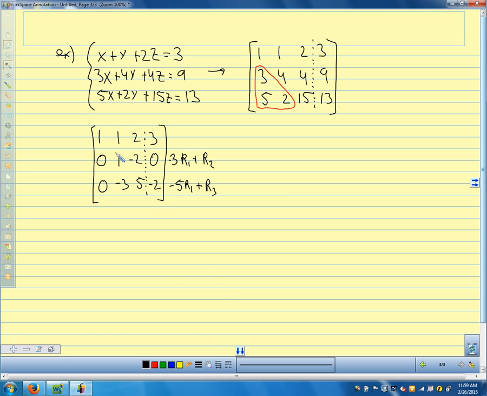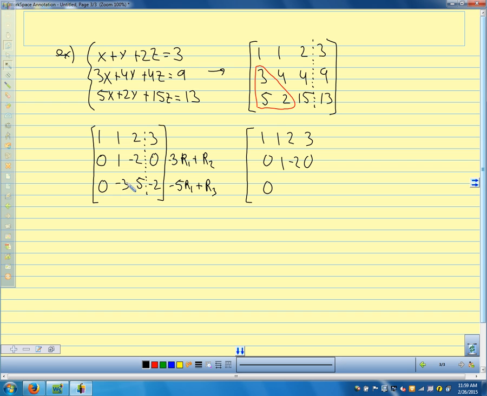And now we're going to use the second and third rows to get rid of that negative 3. So my first and second row stay the same: 1, 1, 2, 3, 0, 1, negative 2, 0. If I tried to use the first equation to get rid of this negative 3, I would end up with a number in that position in the third row. And I want 0. I want to keep that 0 there. All right. So I have a 0 there.